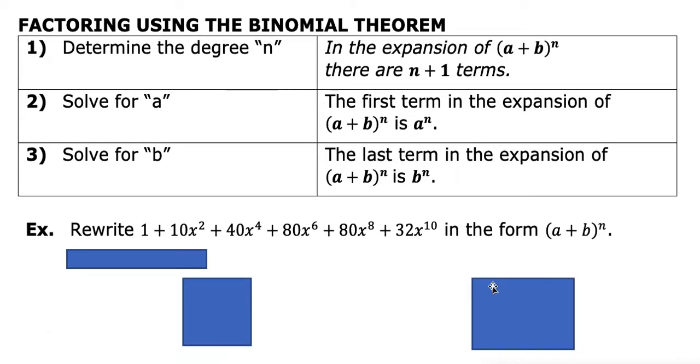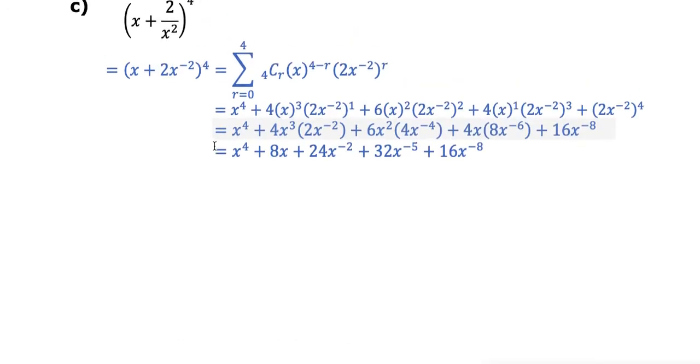So what we're going to learn lastly is the opposite process, factoring using the binomial theorem. Determine the degree n. In the expansion of a plus b to the power n, there are n plus 1 terms. That we've established through our previous examples. Solve for a. The first term in the expansion of a plus b to the power n is a to the power n.